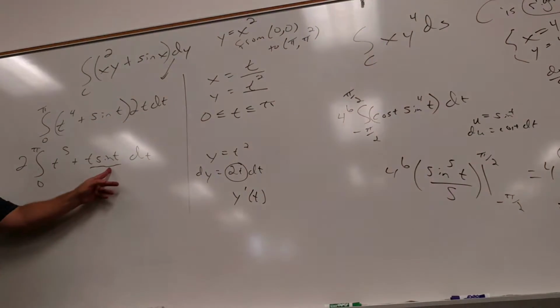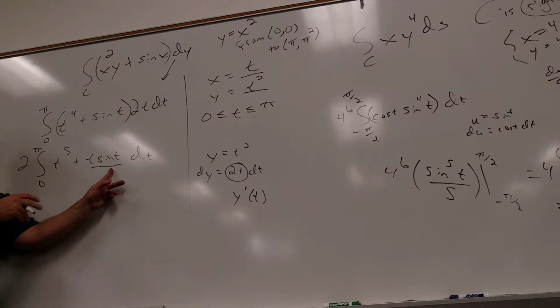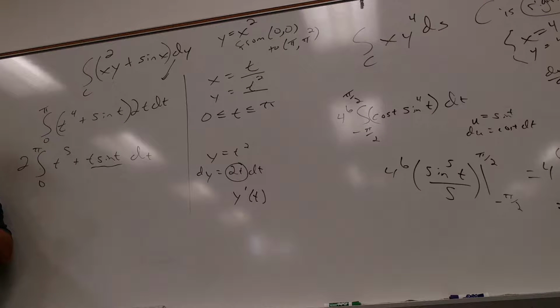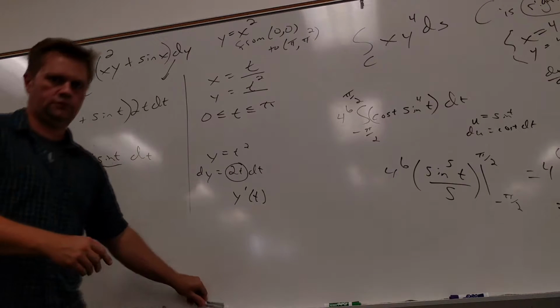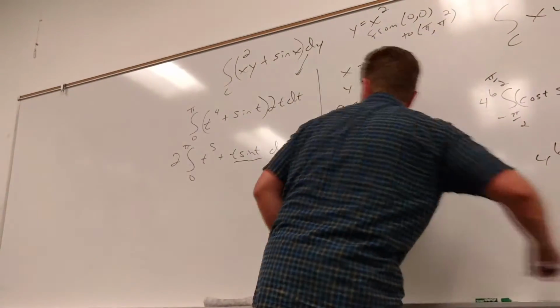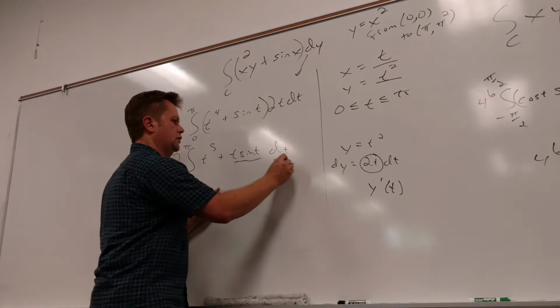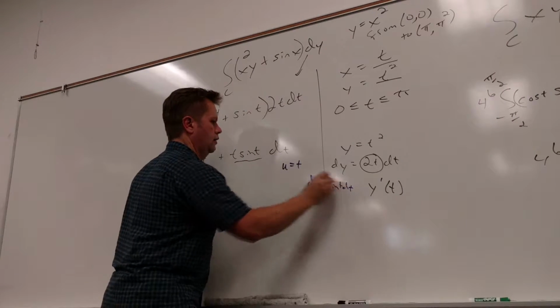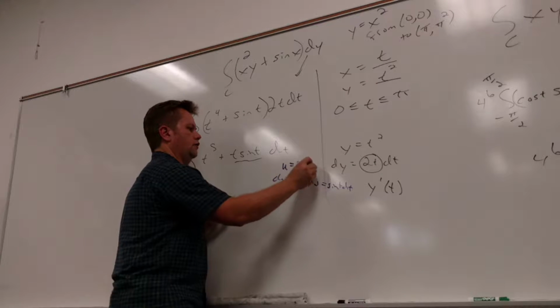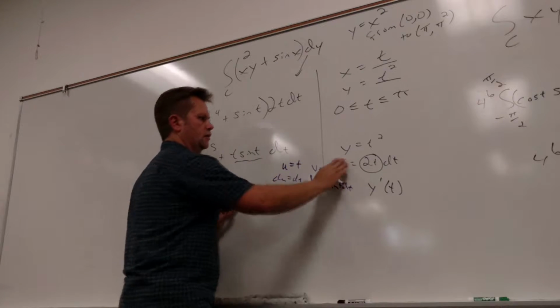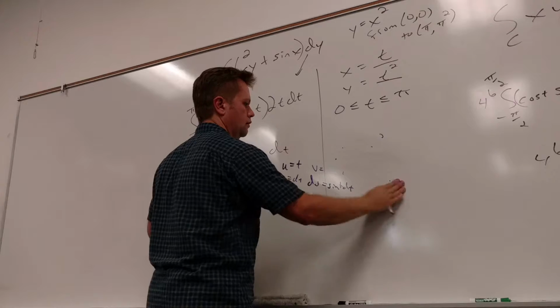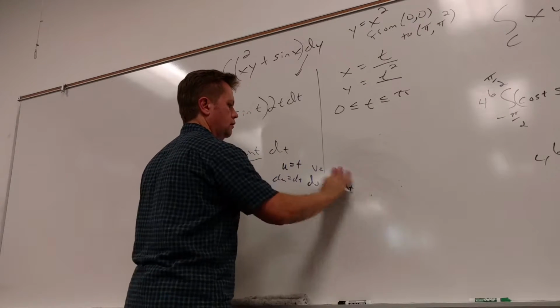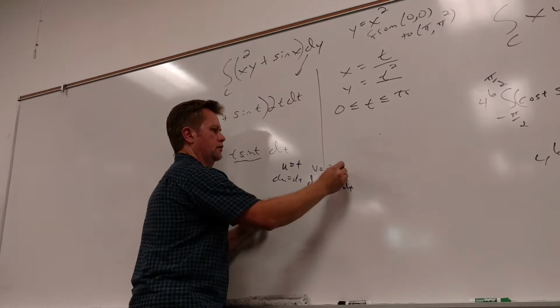So this part's easy. This part needs a little help, but it's not that evil. Obviously, what do you let u be here for your by parts? t, because one derivative and it's gone. So if u is t and dv is sine t dt, then du is dt, and v is going to be negative cosine. I like it.